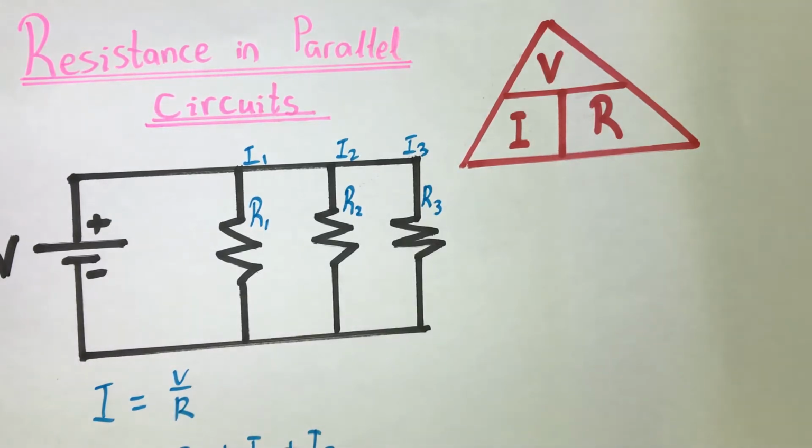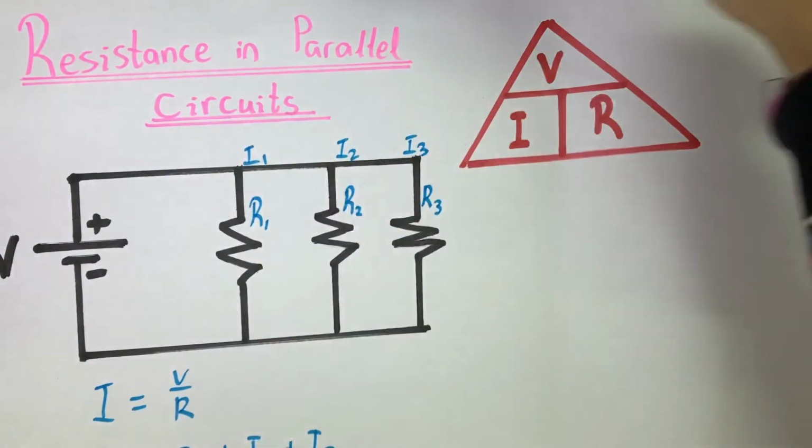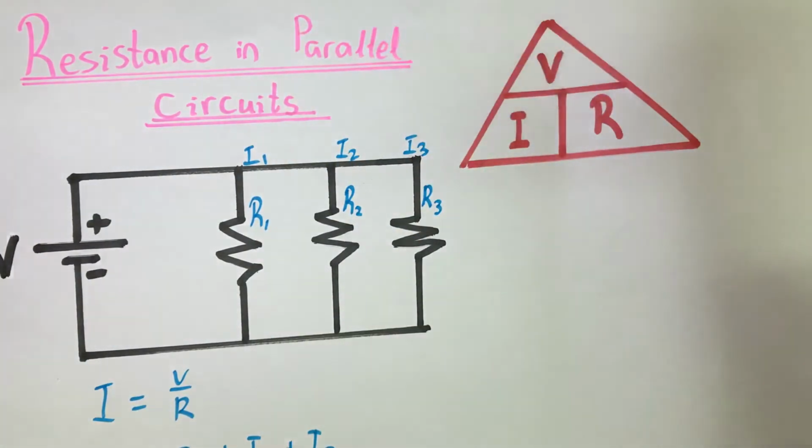In this video, I'm going to cover resistance in parallel circuits. So here is my circuit diagram. We have resistor 1, 2, and 3. I also put the formula triangle in the corner to remind us where we get our formulas from.